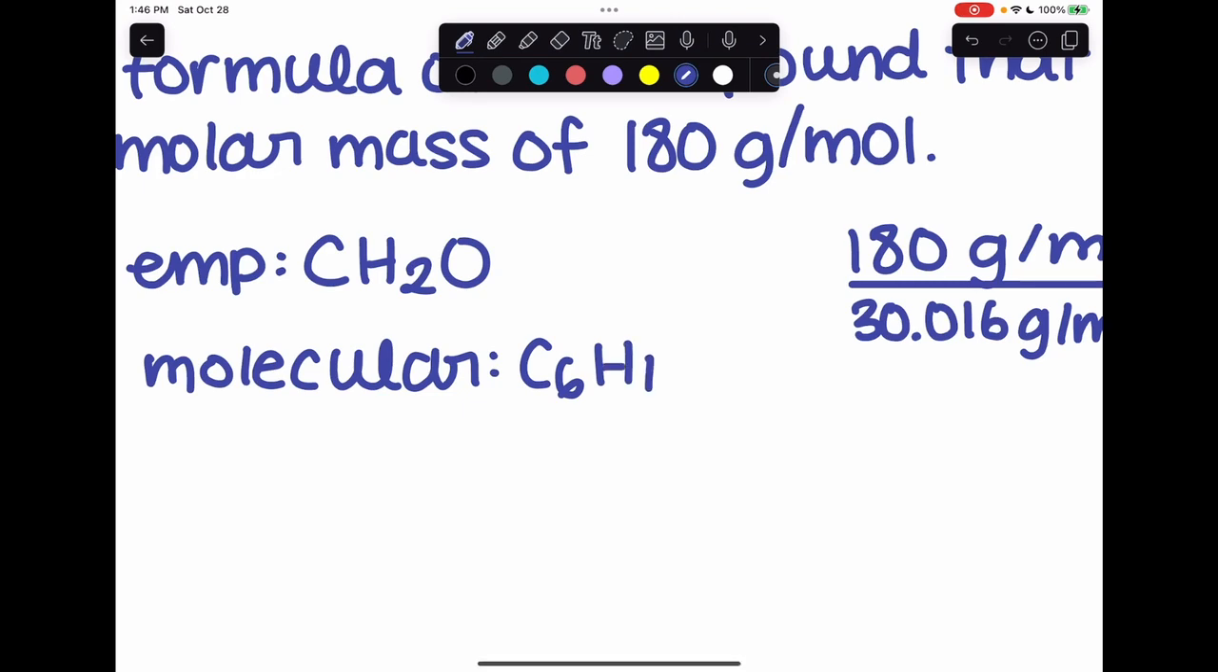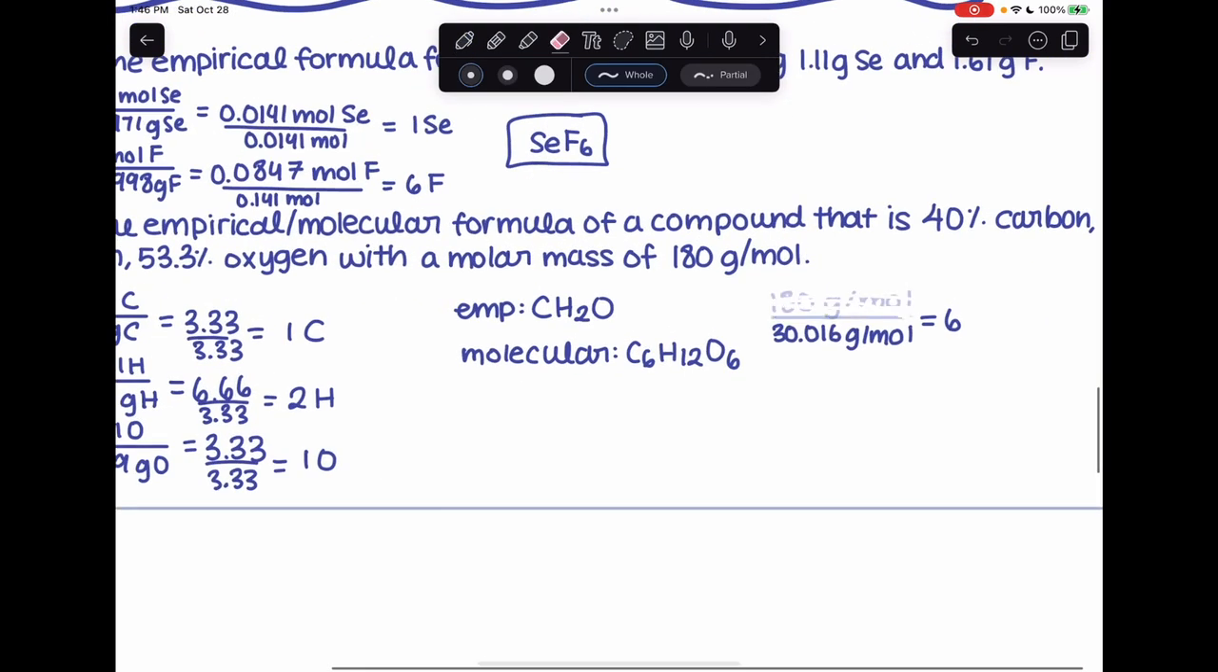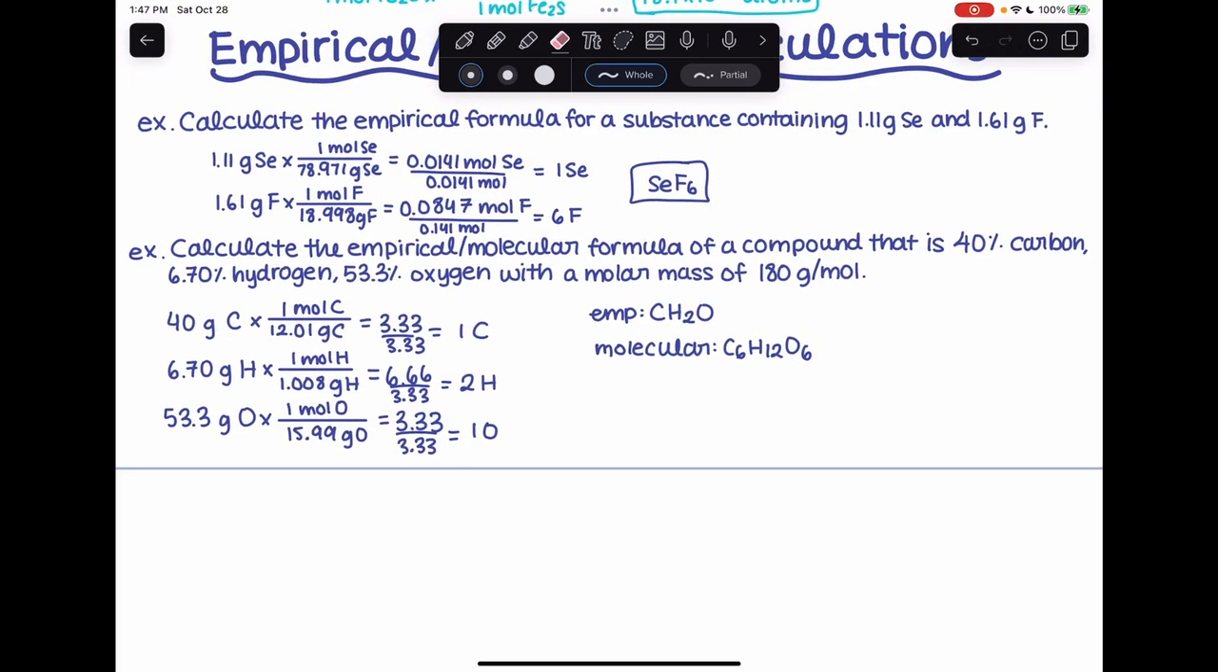And what do you know? It's glucose, the compound that I was talking about earlier. So yeah, that's how you calculate empirical and molecular formulas.